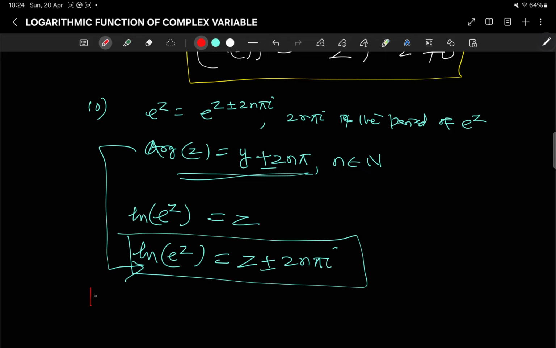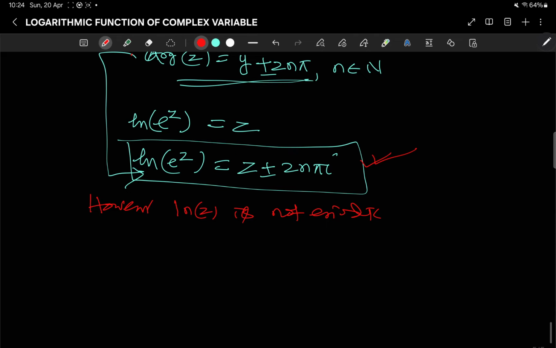However, ln z is not periodic. So in view of this we may write it. So ln z is not periodic. So these are the basic properties of the logarithm function.